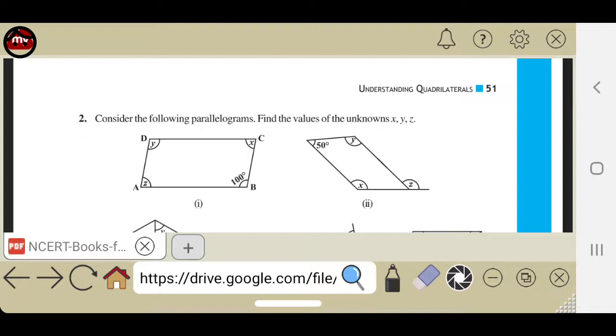B and C are adjacent angles. Adjacent angles are supplementary. So B 100 means C will be 80. Supplementary means total sum is 180. So 100 and 80, that is 180. If C equal to 80, then A also, as opposite angles are equal, so Z equal to 80. Okay. Then the next also same method. Next one.